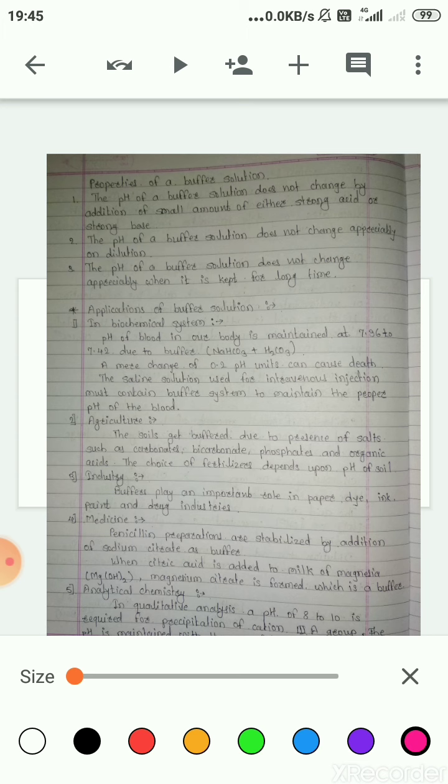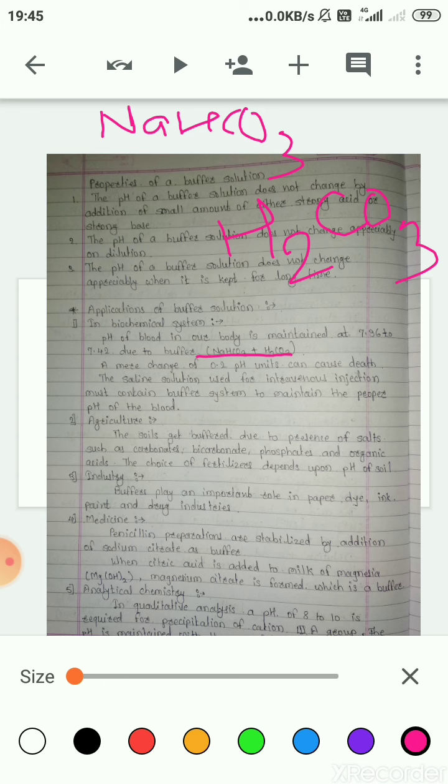Simply you can observe here, we have seen the formula for sodium bicarbonate, NaHCO3, and the formula for carbonic acid is H2CO3. This carbonic acid is a weak acid, and one hydrogen of this weak acid is replaced by sodium, that is, we get sodium bicarbonate, or simply we can say sodium hydrogen carbonate.